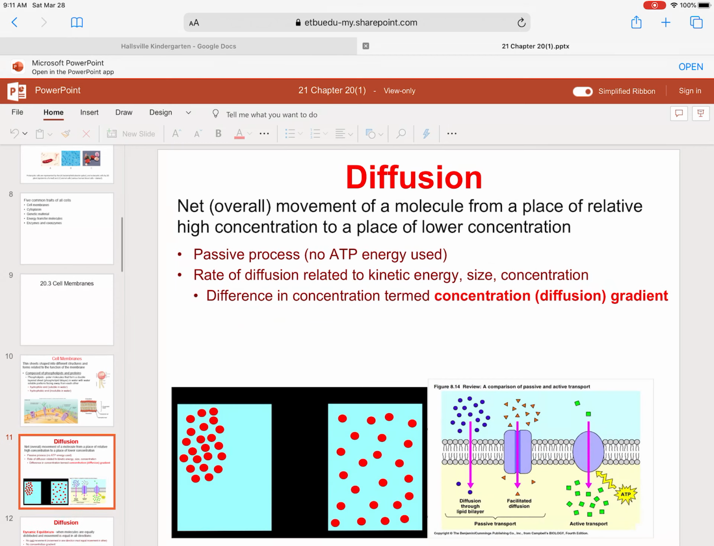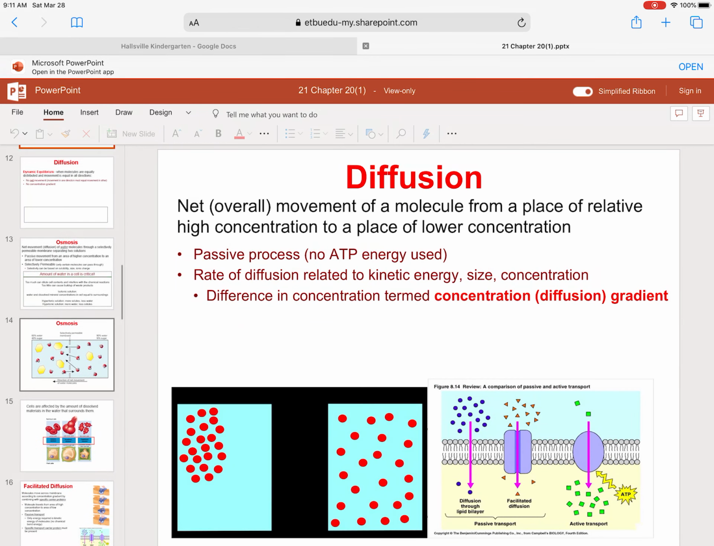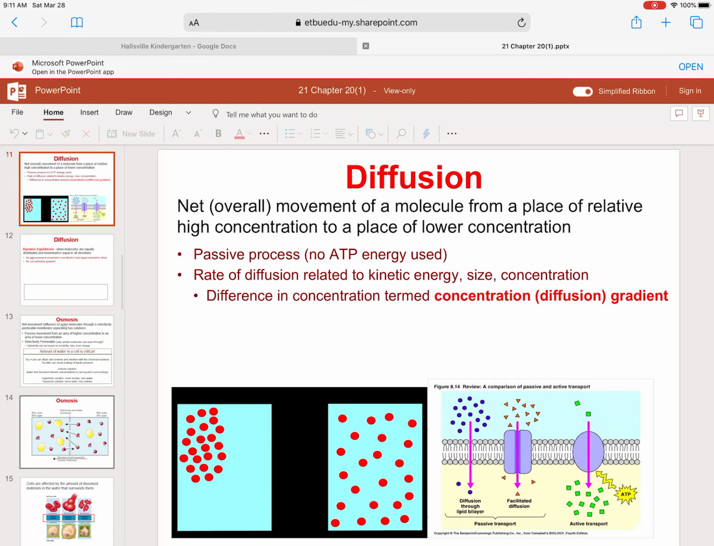So we're going to talk about different types of motion or movement across the membrane. And we're going to start with diffusion. So diffusion is the net overall movement of a molecule from a place of relatively high concentration to a place of low concentration. So it's like a ball rolling down a hill. That's a favorable process. It doesn't take energy to make that happen. Diffusion in this case is also called passive, which means it doesn't require energy.